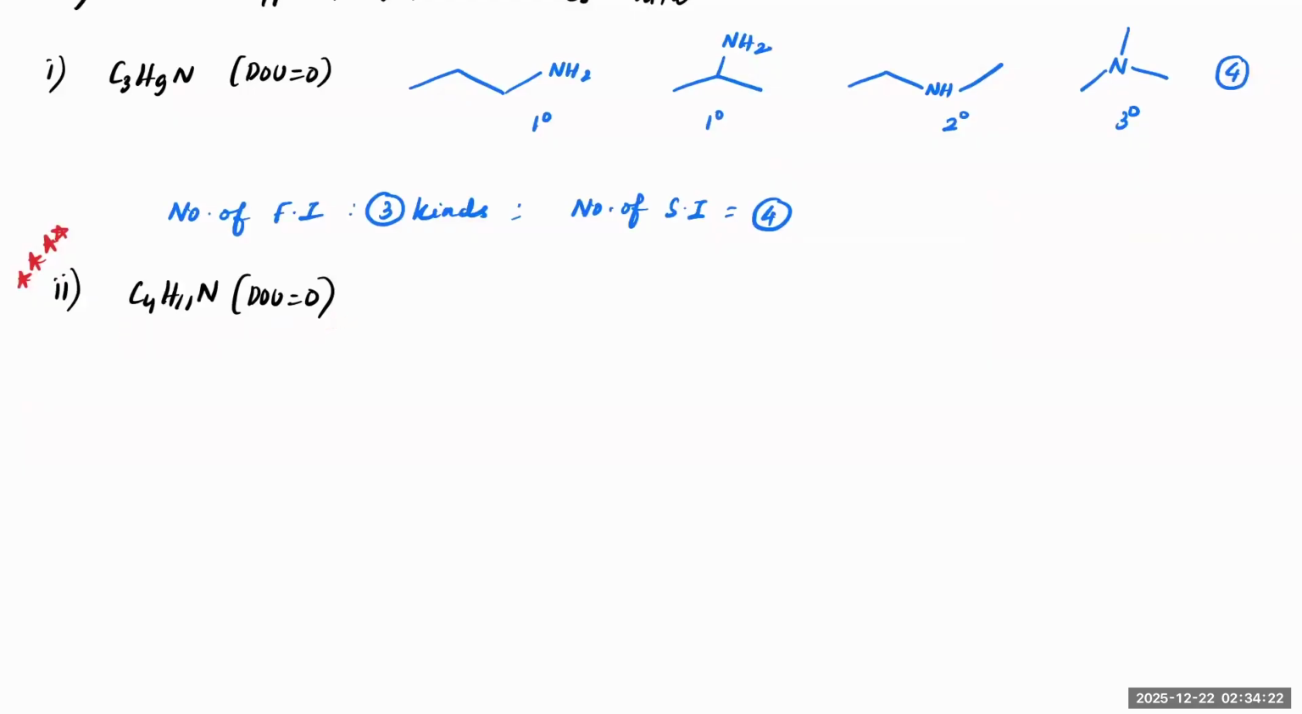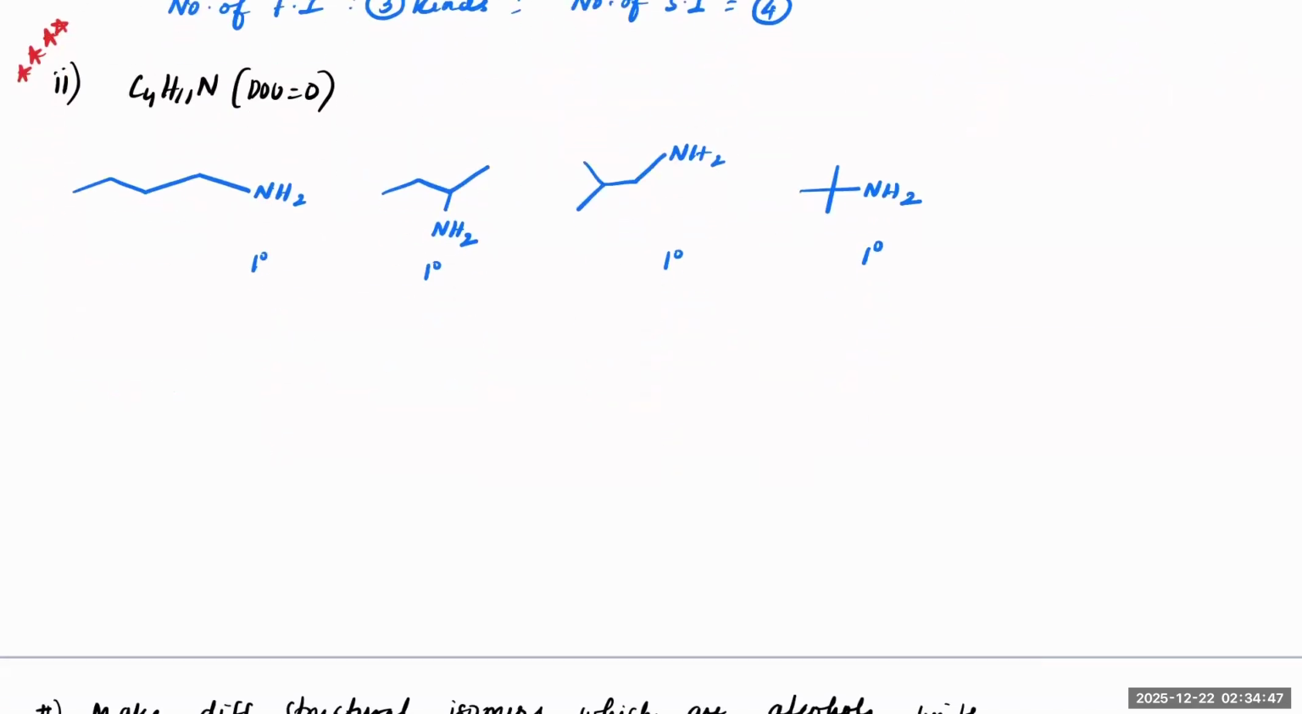C4H11N. Okay, so in that case, we'll start with primary NH2. Next, that primary, we can continue at different positions with branches like this, NH2 and NH2. So what is it that we notice? Just the 1 degree amines are four kinds. You can see there are four kinds of 1 degree amines.